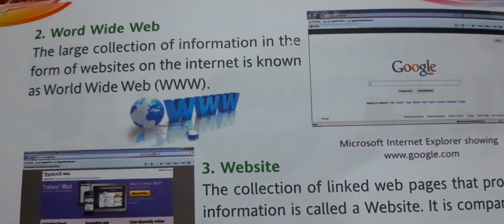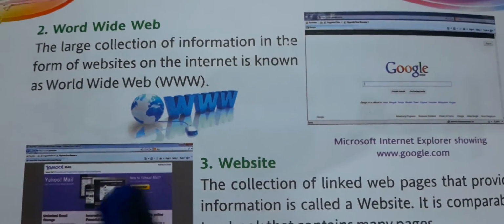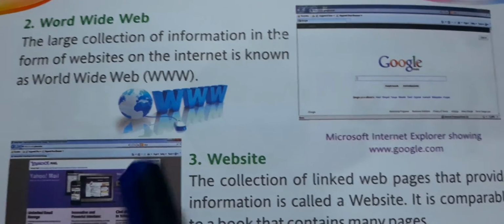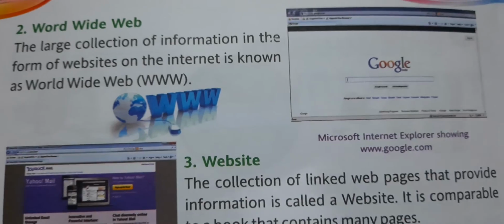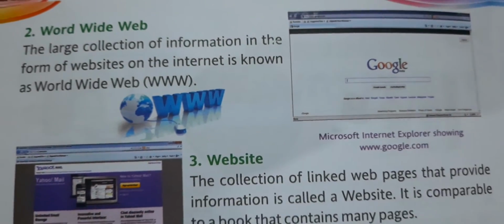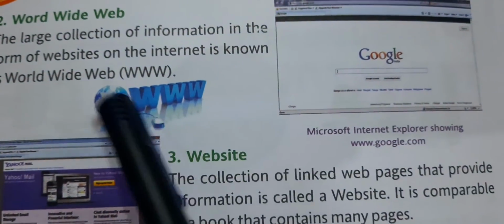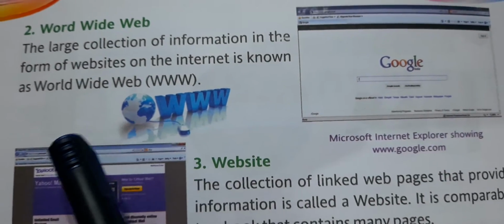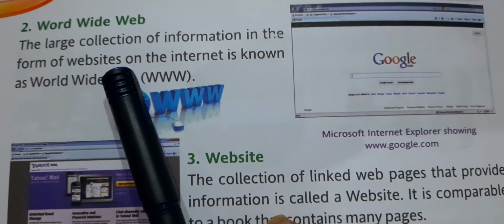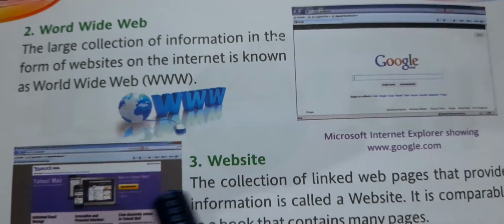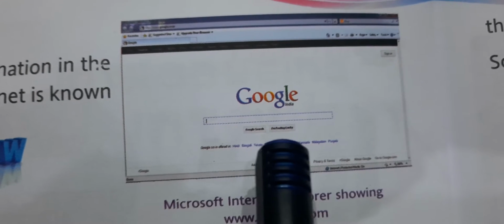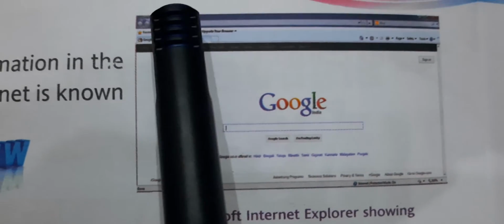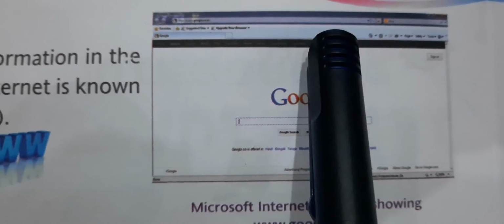And if you notice, whenever we type the address of any website, most of the websites include www. So it is difficult for us to imagine how big this collection is. This is like a big book in which websites are like pages in which information is there. And here you can see the picture of Internet Explorer, and at the top is this bar where you will type the address.